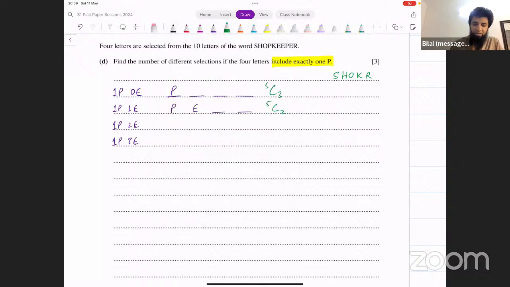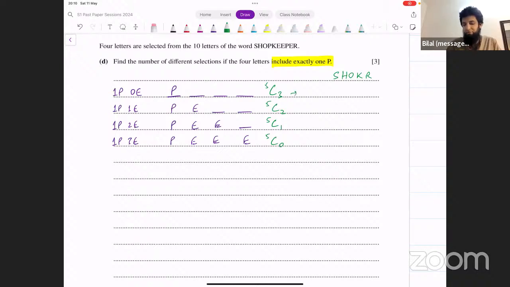In the third case, we have 1 P and 2 E's already there. For the 1 remaining place, we have to select 1 from the remaining 5. And then finally, in the last case, we have P, E, E, and E selected already. That means from the remaining 5 letters, we have to select none.